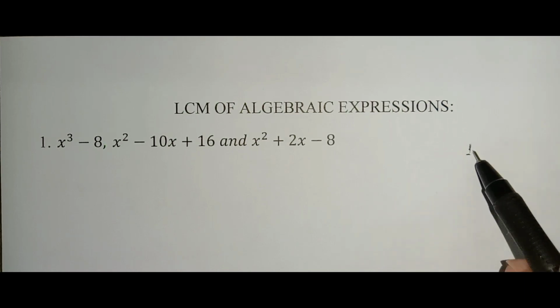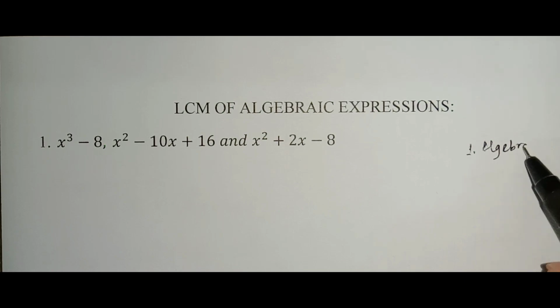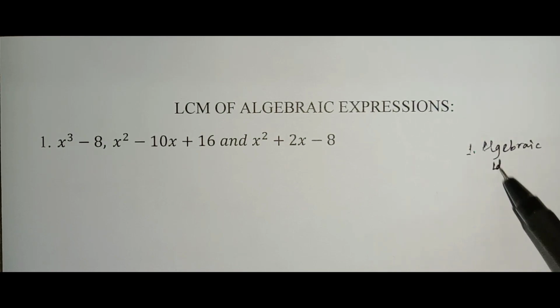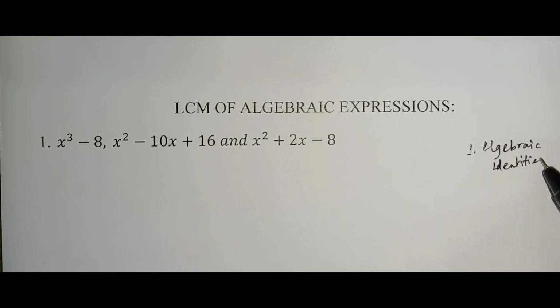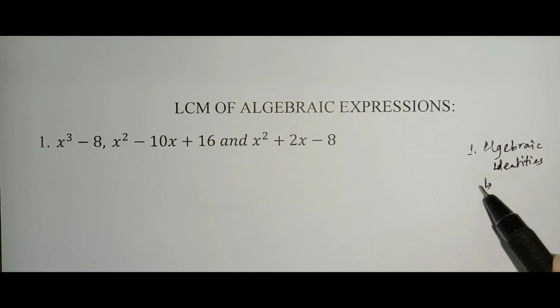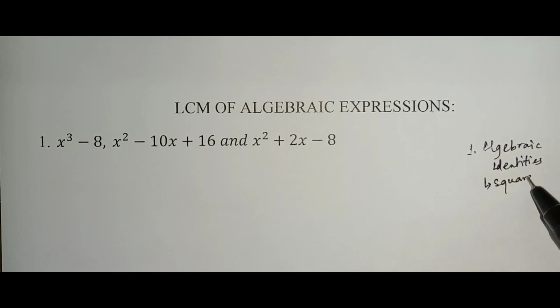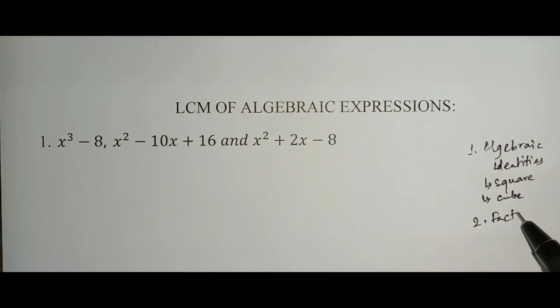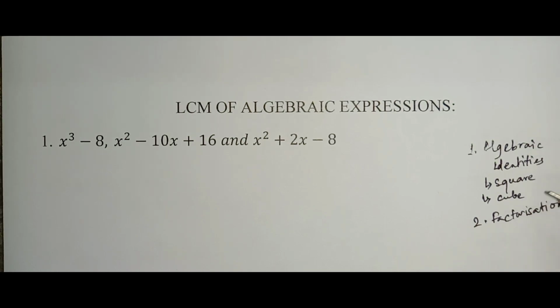Dear friends, whenever we are dealing with the HCF and LCM of algebraic expressions, we always follow these steps. The first one is algebraic identities, where we have to keep in mind the square identity and the cube identity always. The next one is factorization. You should be good at these two. So now let's check the first expression.